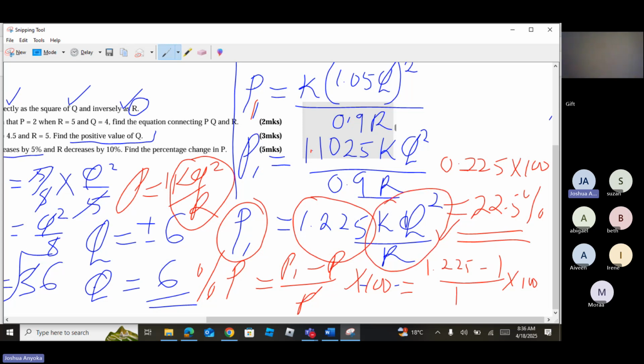But now what is the coefficient of KQ squared over R? For one, it is 1.225, another one is 1. So we take the coefficients, 1.225 minus 1 divided by 1, and then we multiply by 100. So 1.225 minus 1 is 0.225 over 1. Then you multiply by 100, you get a percentage change of 22.5. Great.